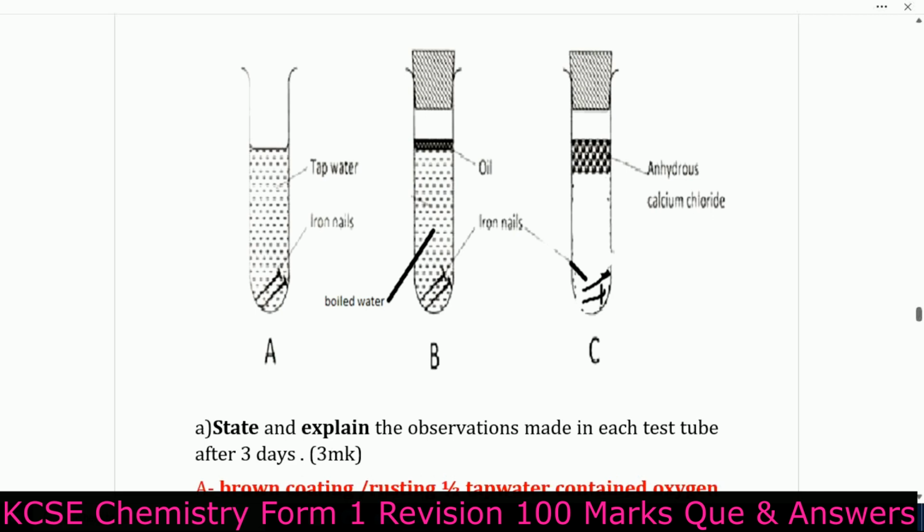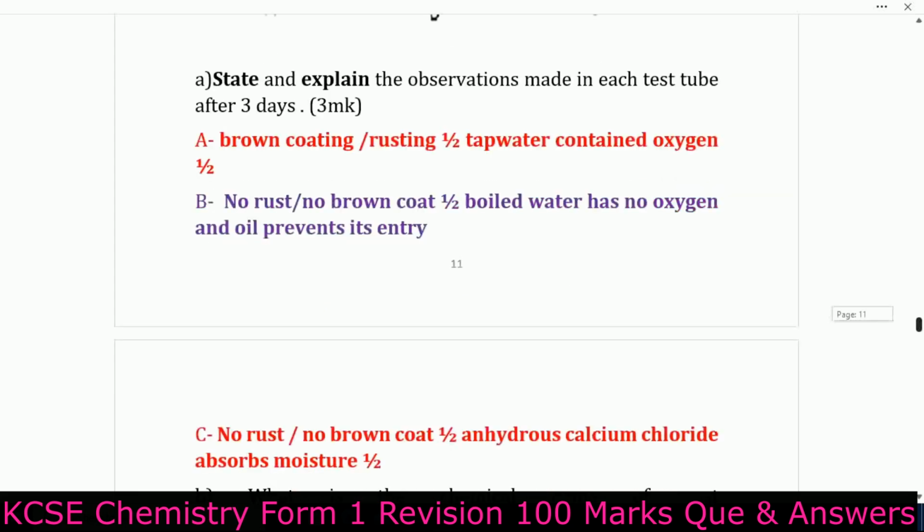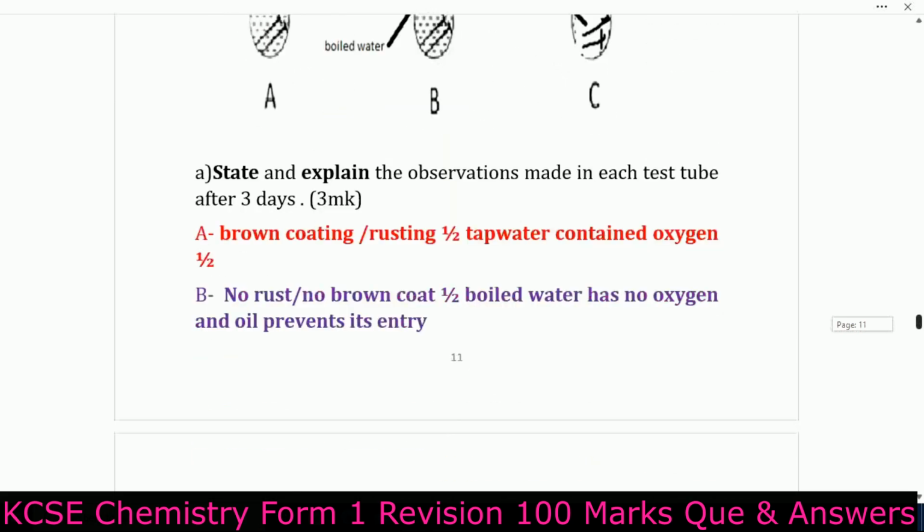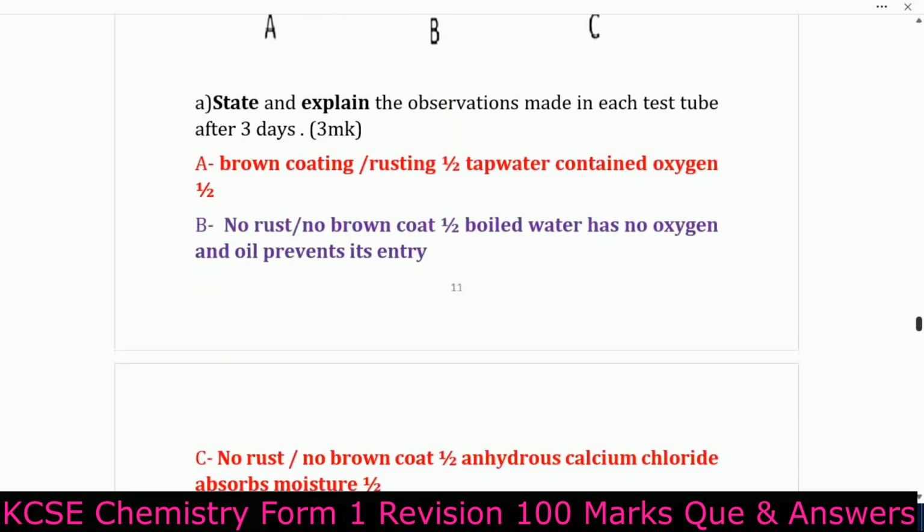So test tube A, a brown coating, rusting, was observed in A, and the tap water contained oxygen. B, you can see how B it is like. Oil, iron filings, and boiled water. What happened? No rusting, no brown coat.